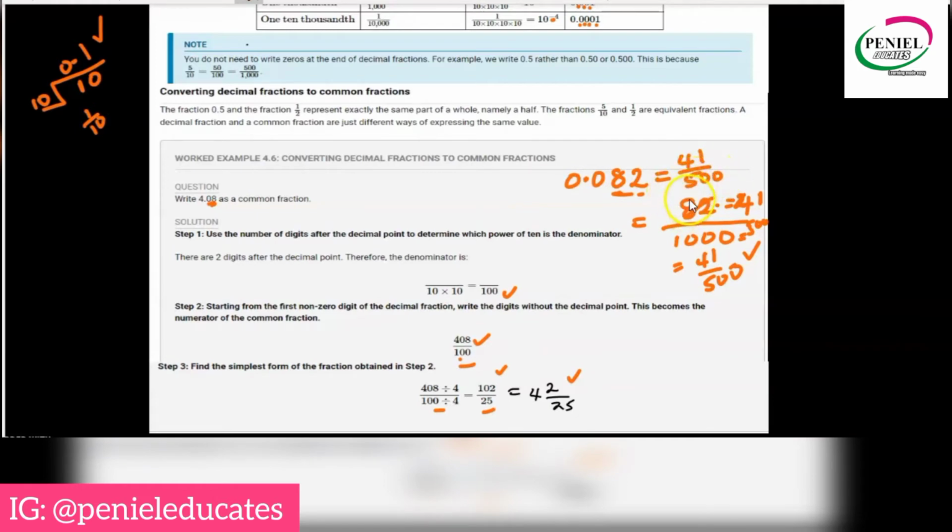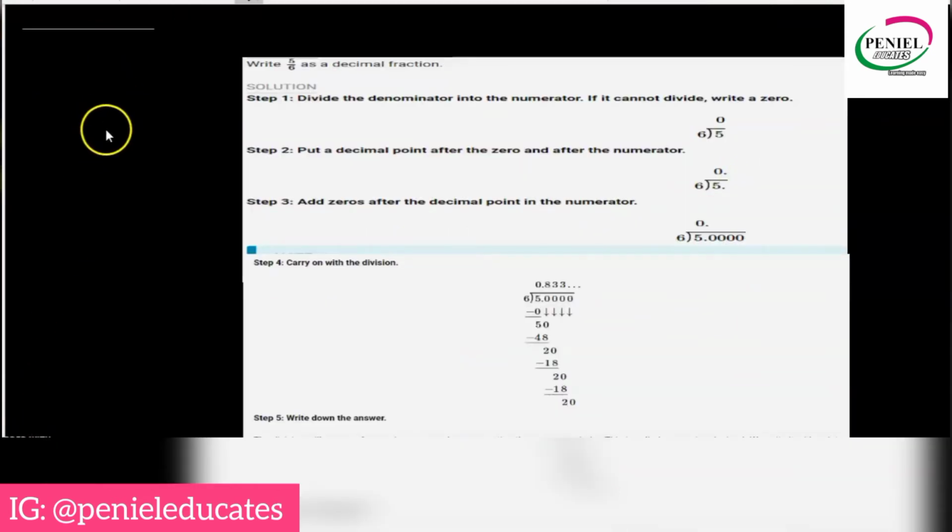That's how to convert a decimal fraction to a common fraction. So this is a decimal fraction, this is a common fraction. Now another example. Let's say you are to write 5 over 6 as a decimal fraction. This is a common fraction. We're to write it as a decimal fraction. You can just do your long division. Put your 5 here, put your 6 here.